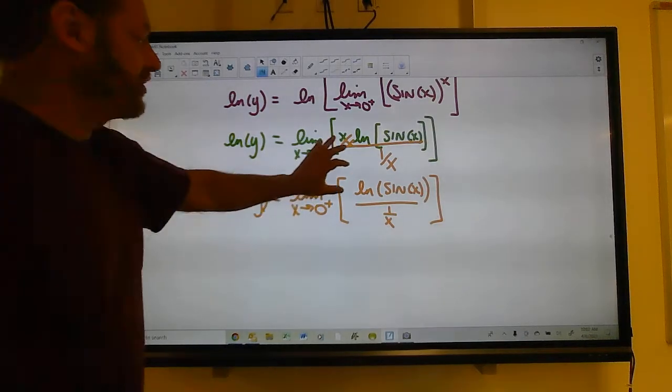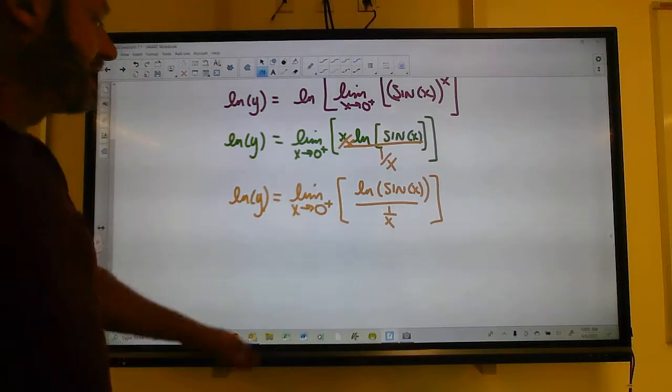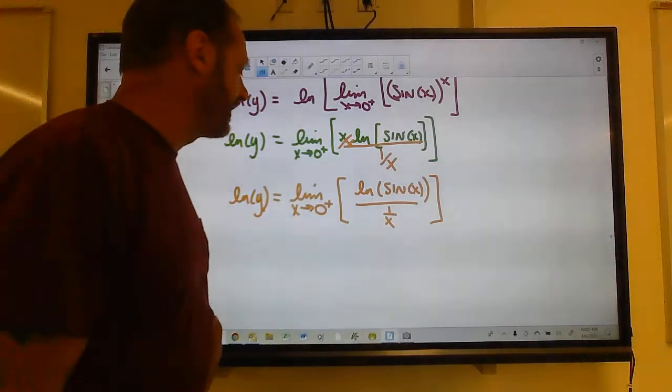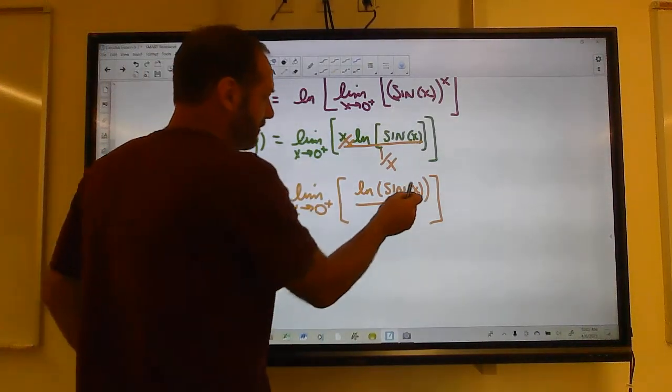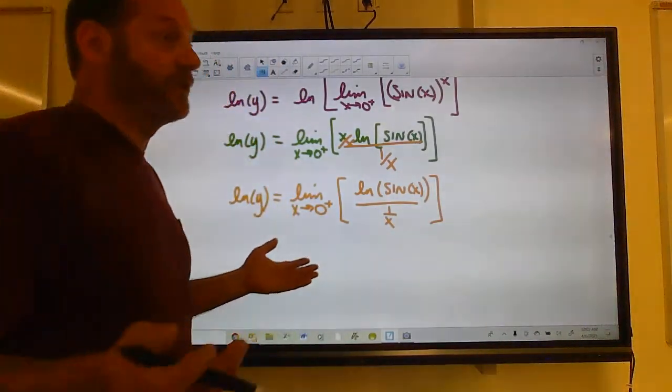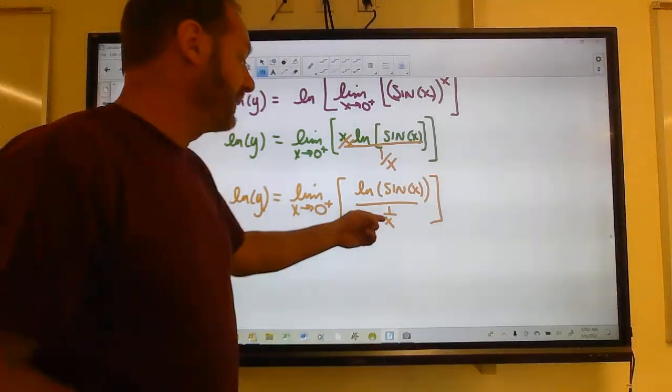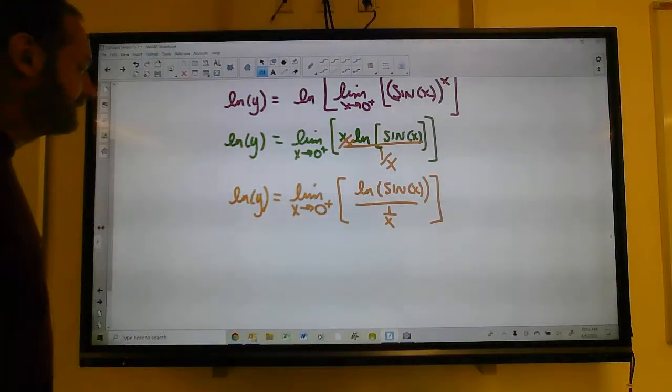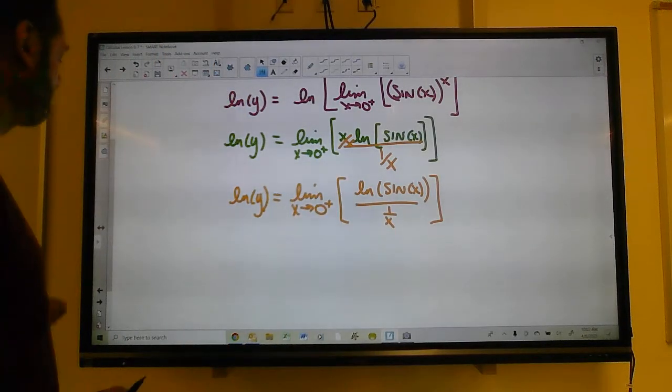Now I've got a fraction here. I've got no exponents. I'm taking a limit. I can't do it because if I plug in 0 here, I get the natural log of 0, which I can't do. And if I plug 0 in here, I get infinity, so I can't do that. So let's try taking the derivative.